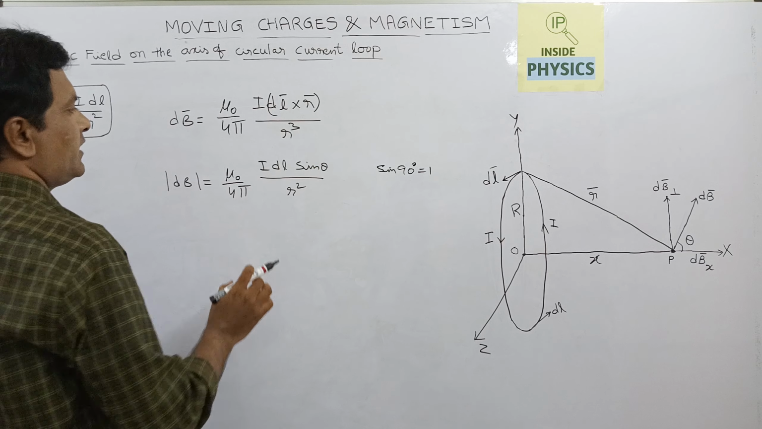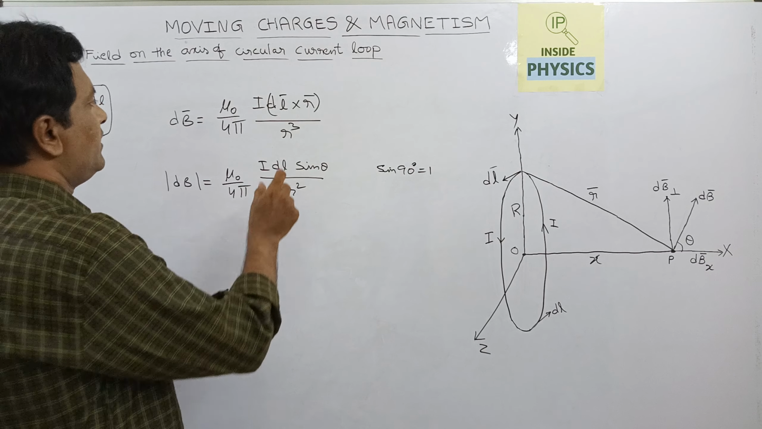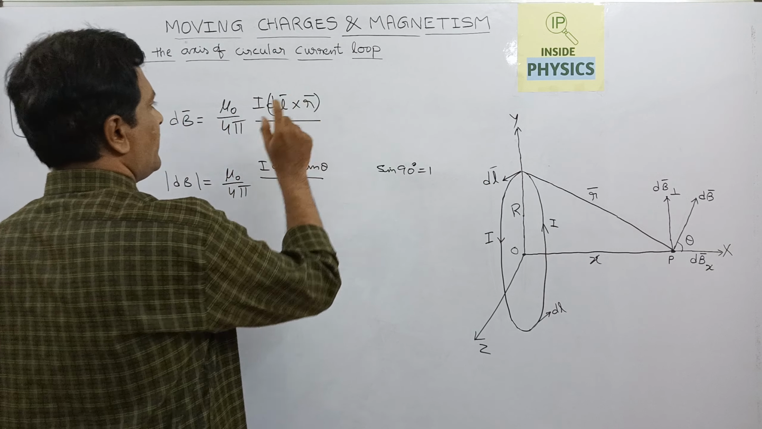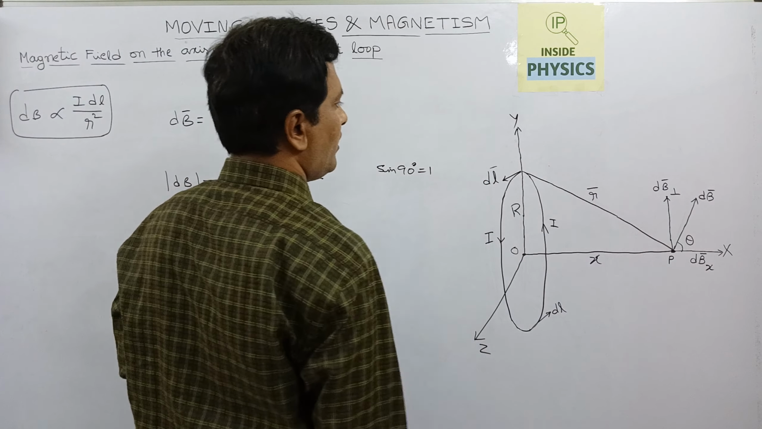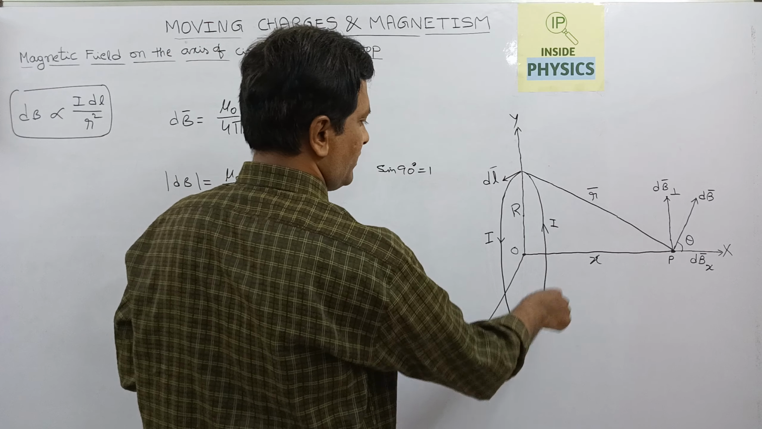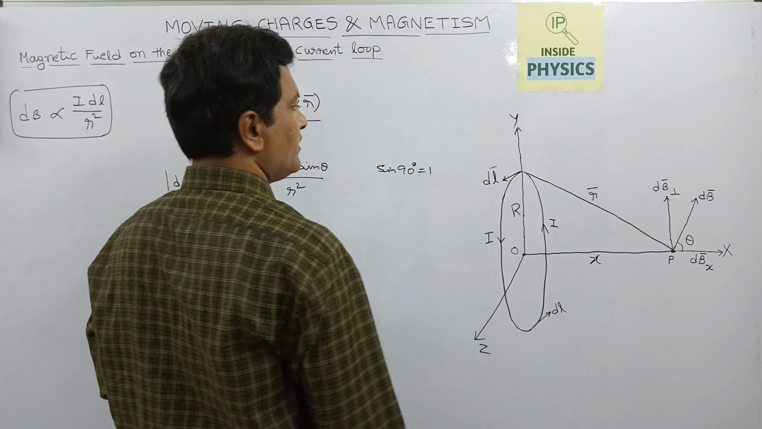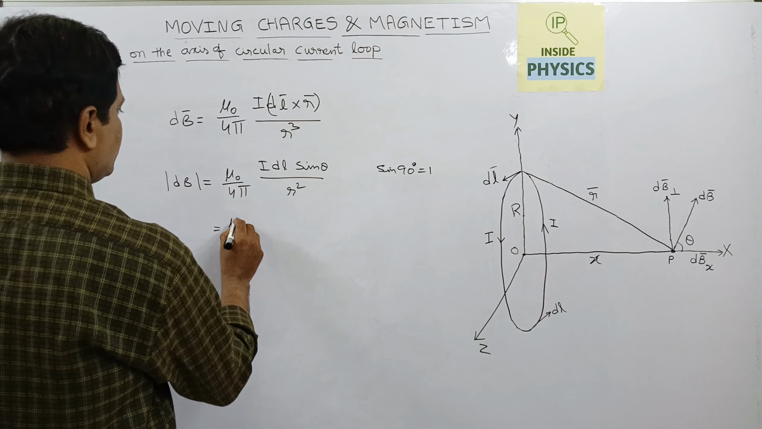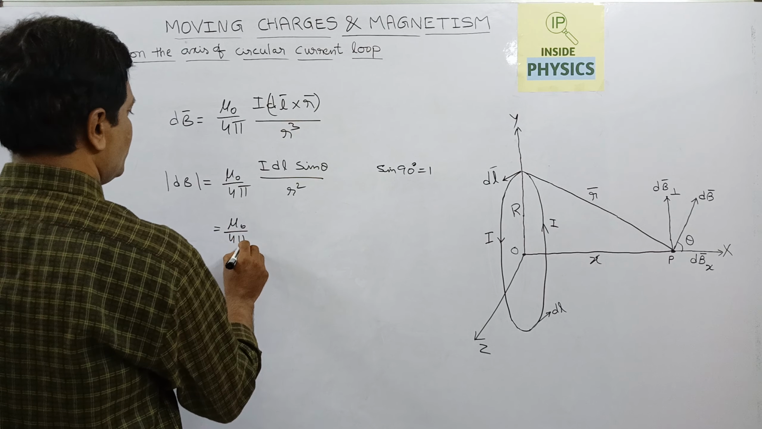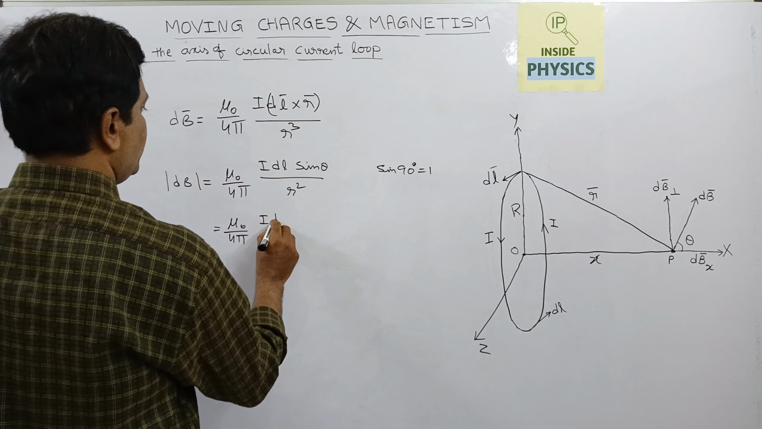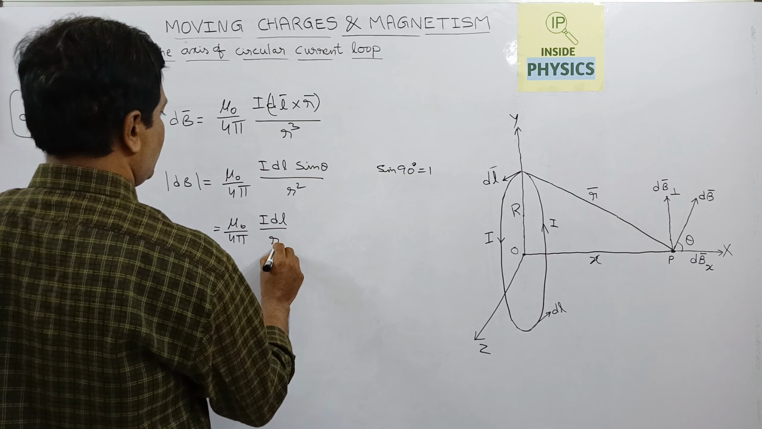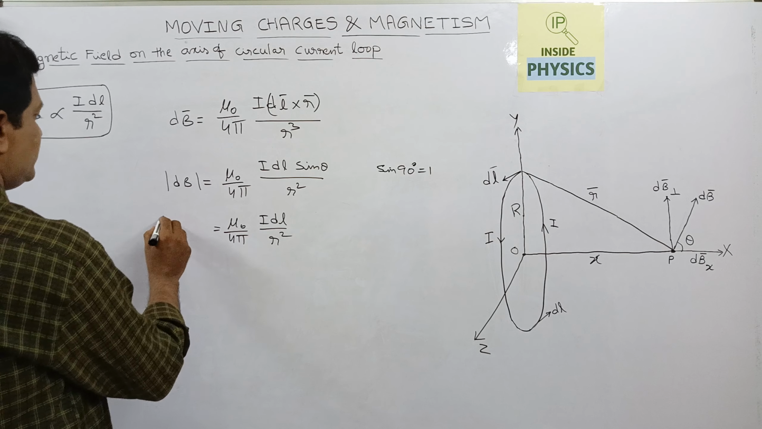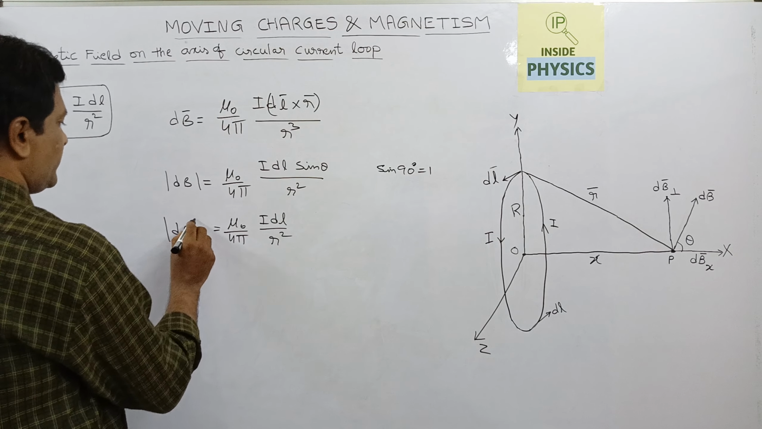So this theta, sin theta, is the angle between the current element dl, which we have taken as a small element here, and the position vector. They are always perpendicular whenever you take the current length element. Okay, so this becomes mu naught by 4 pi I dl by r square. Sin theta will become 1. This is the magnitude of the magnetic field.